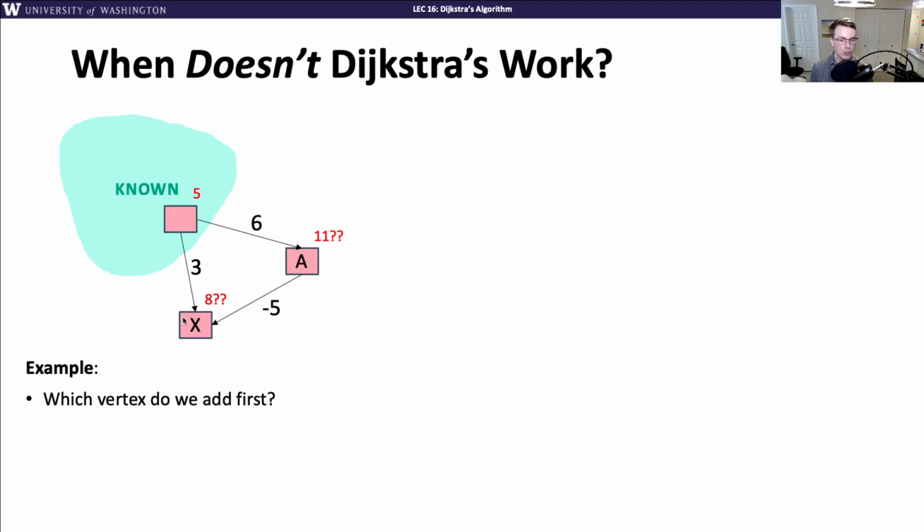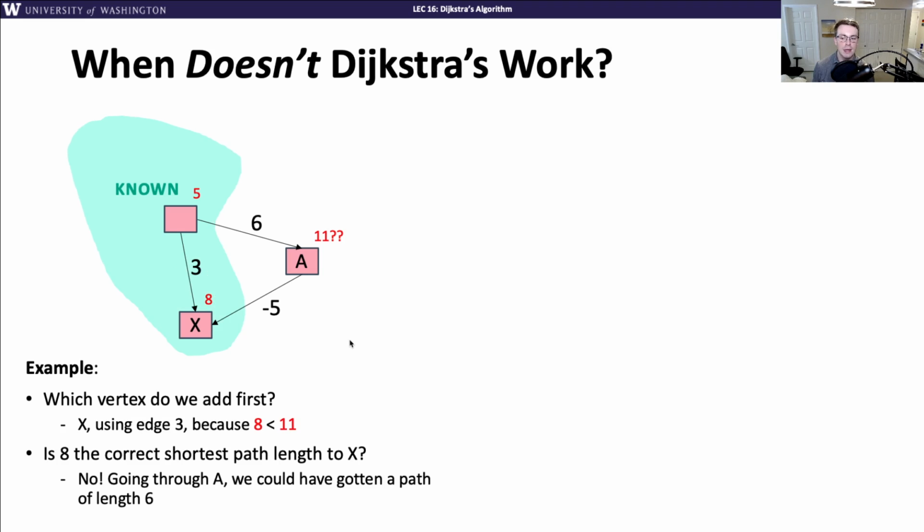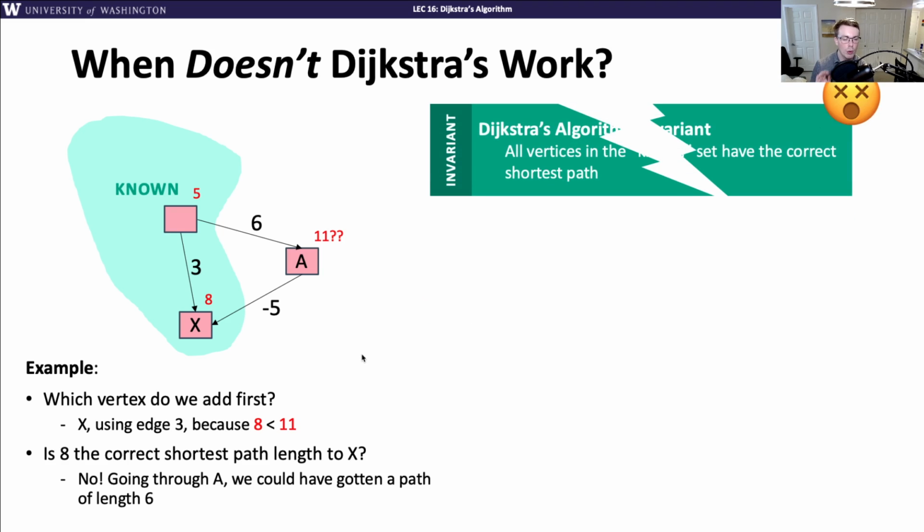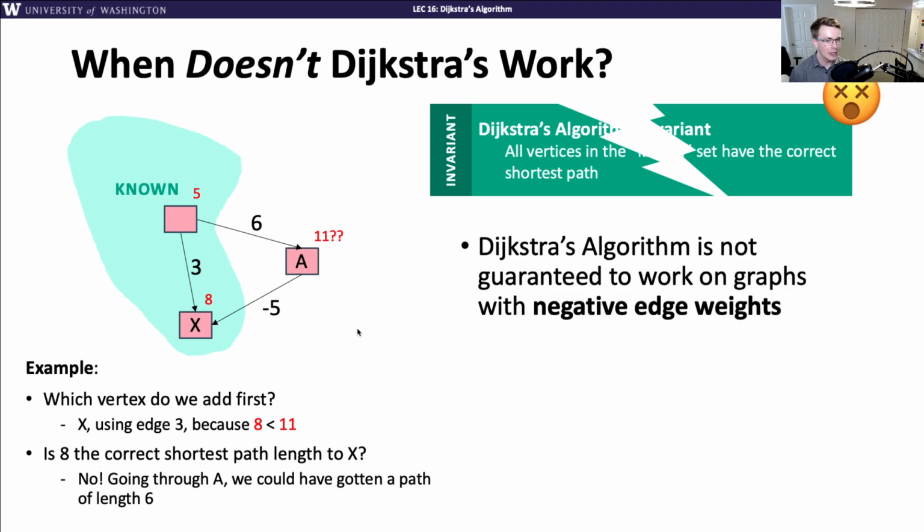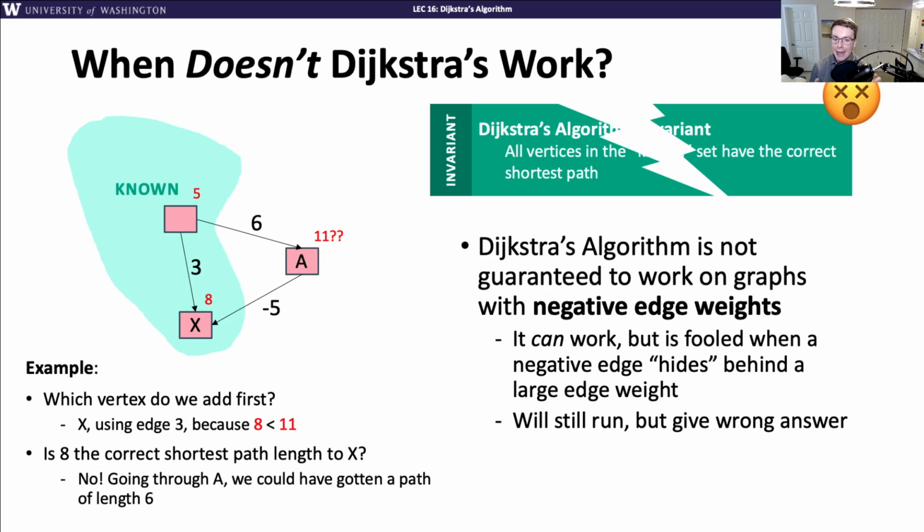In this same constructed example, these negative weights can really throw you off. Dijkstra's is not guaranteed to work here because we're going to end up violating our invariant. So Dijkstra's algorithm only works on graphs with non-negative edge weights. It can potentially work in graphs with negative edge weights, but there's no guarantee that it will. It might run through, but give you a wrong answer. So you have to be careful if the thing you're modeling might have negative edge weights. Dijkstra's might not be the play.